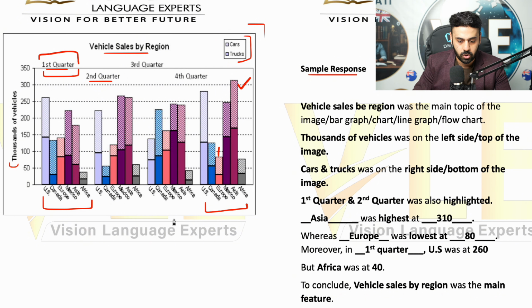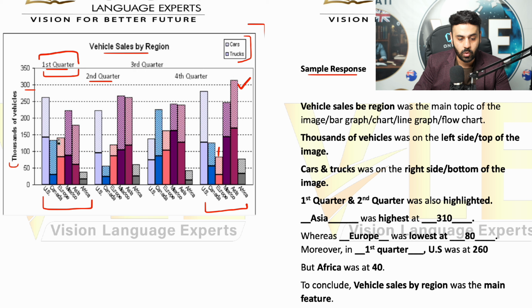That's it. So you're going to cover the topic. You're going to cover the left side, right side, top side or the bottom side. Then you're going to use one more sentence where you're going to pick up a couple of keywords and you are going to say dash and dash was also highlighted. After that, you're going to say highest figure and lowest figure. So in this case, highest figure was for Asia. So we picked up the figure, but we said Asia was highest at 310 and Europe was lowest at 80.